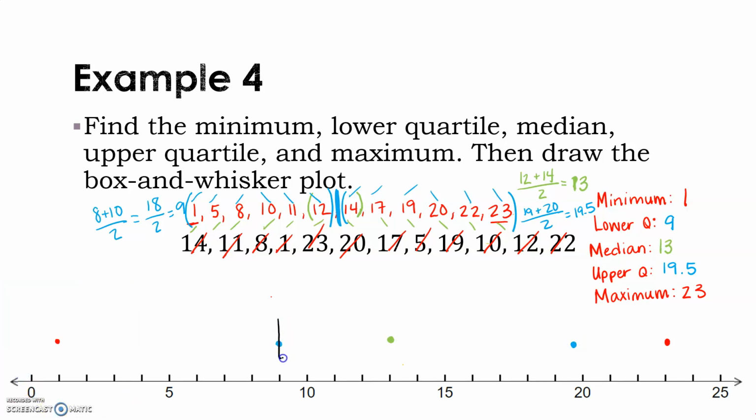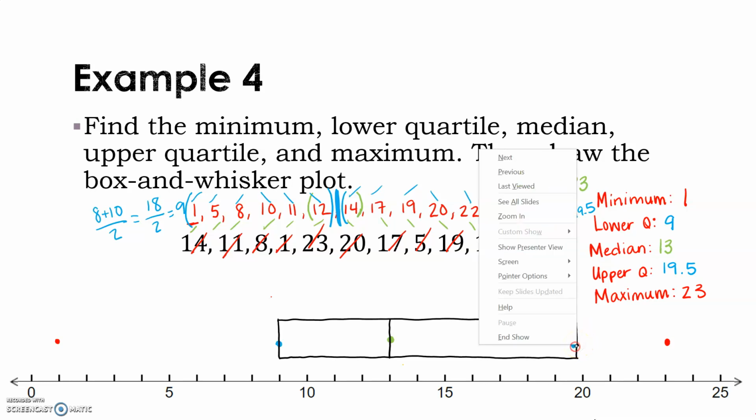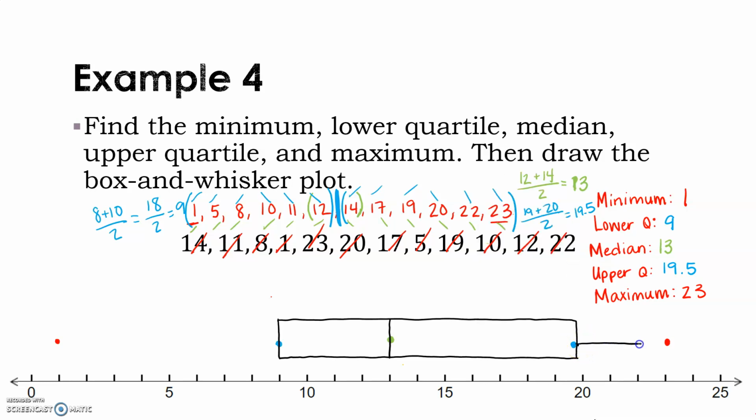So I connect the 3 middle points with a box. Put a line through the middle point. And then I draw a whisker from the end of the box to the maximum point. And I draw a whisker from the least back up to the box. So I've got my box and I've got my whiskers.